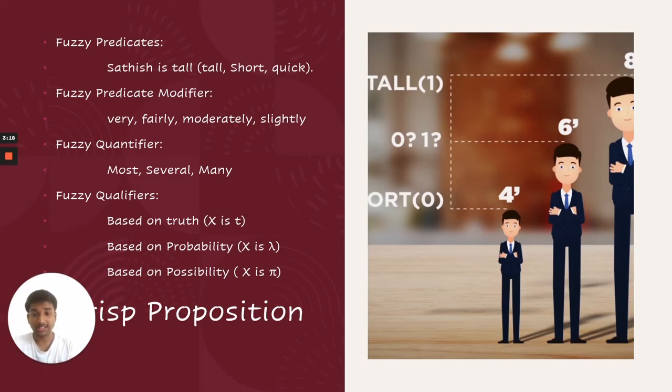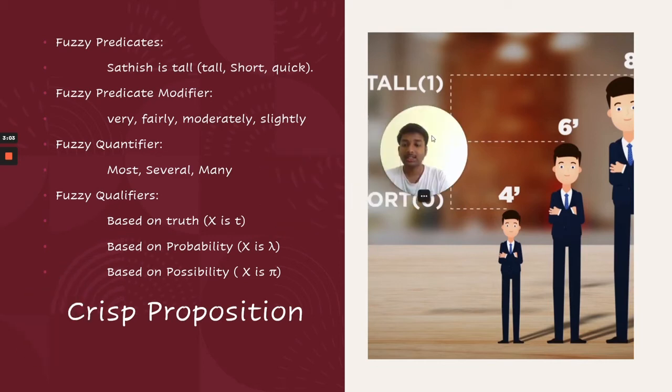And based on probability, here lambda is a probability. Here in the previous statement, t is true. And based on possibility, x is pi. Pi is here possibility. And coming to the crisp proposition.